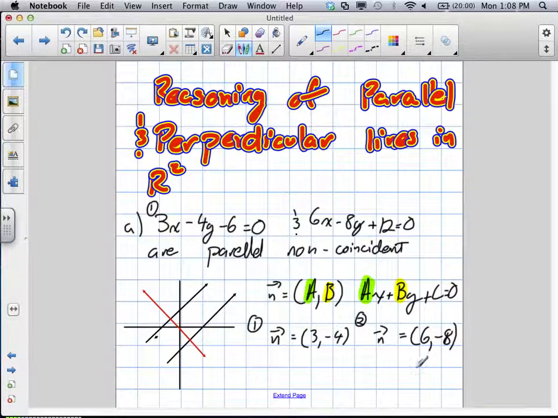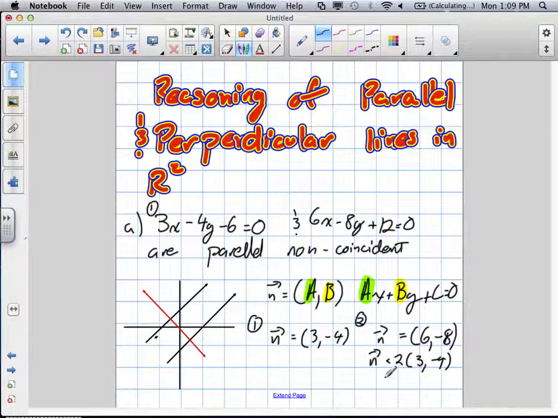Now, what we want to find out is, is one a scalar multiple of the other? If you look quickly, we could factor the number 2 out of the second normal, and we would get 3 and negative 4, which means the normals, or the directional vectors for both of the normals, are parallel to each other. So we do know that. What we then have to do is prove that they're non-coincident. In other words, they're not right on top of each other. We have to prove that.